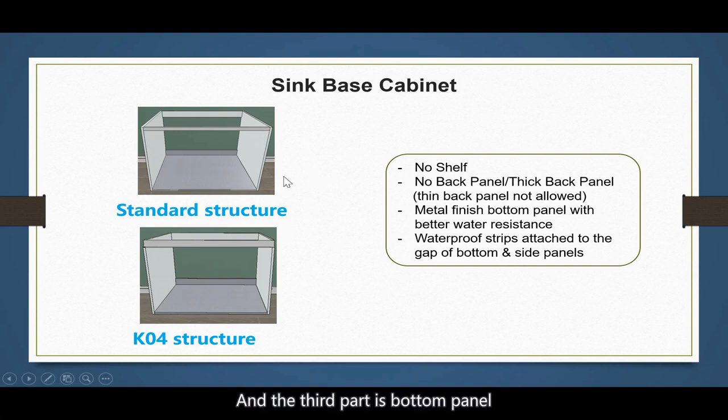And the third part is the bottom panels. It has special waterproof bottom panels. It's a metal finish bottom panel with the strongest water resistance. And the fourth one is adding accessories. We have the two waterproof sheets covering the gaps between the bottom panels and the side panels, which is these two parts.